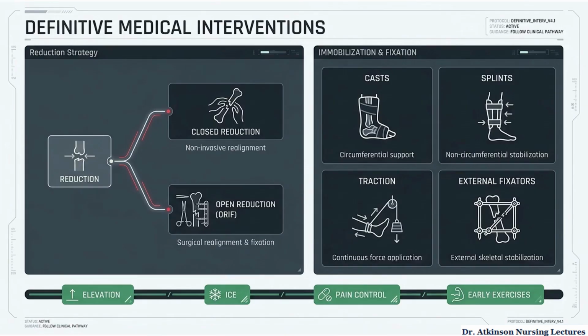Definitive fracture management requires reduction to restore anatomical alignment and immobilization to maintain stability during healing. Closed reduction repositions the fracture without surgery, while ORIF uses surgical exposure and hardware such as plates, screws, or rods for stabilization. Immobilization methods include casts, splints, traction, and external fixators depending on fracture type and swelling. Supportive care across all treatment methods includes elevation, ice, pain control, and early movement of unaffected joints to preserve function.